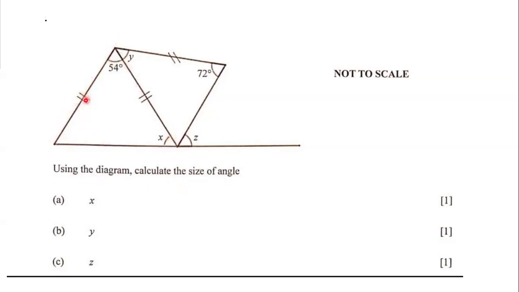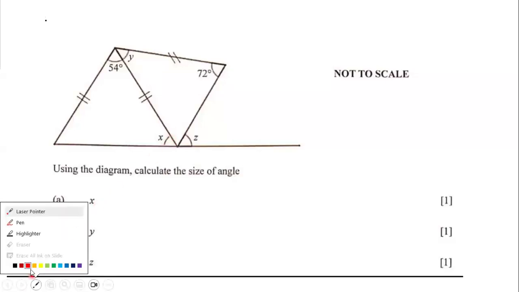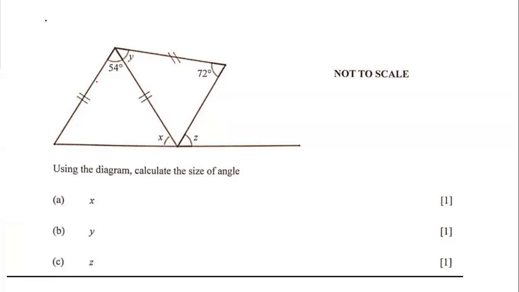Well, notice that we have these two strokes or these two lines on this side of the triangle, and we also have it on this side of the triangle. What does that mean? Well, that means that these two sides are equal. They are equal in measure. And so that means that we're dealing with an isosceles triangle because the two sides of the triangle are equal.